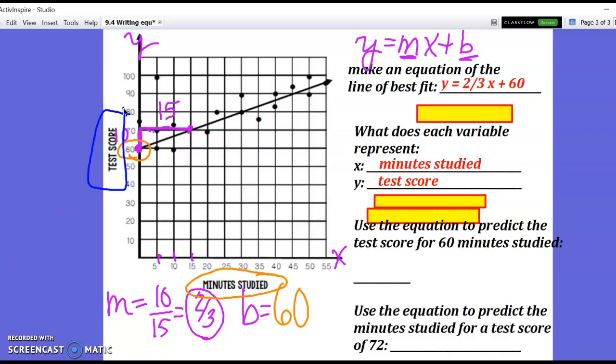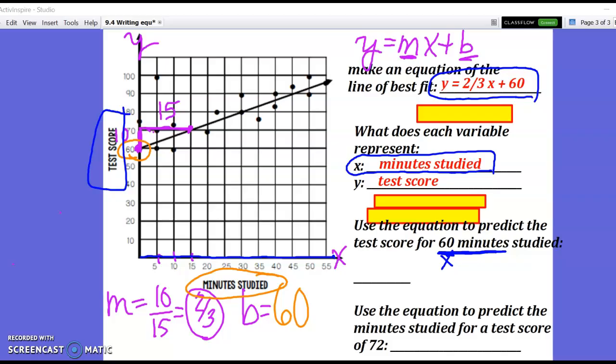Now what I want to do is use this equation that I just found right up here to help me predict the test score if someone studies for 60 minutes. So notice minutes studied is along the bottom here, and it only goes up to 55. So we want to predict if they study for 60 minutes, what will the test score be? So 60 is minutes, which we just set up here is represented by the x value. Minutes are x.